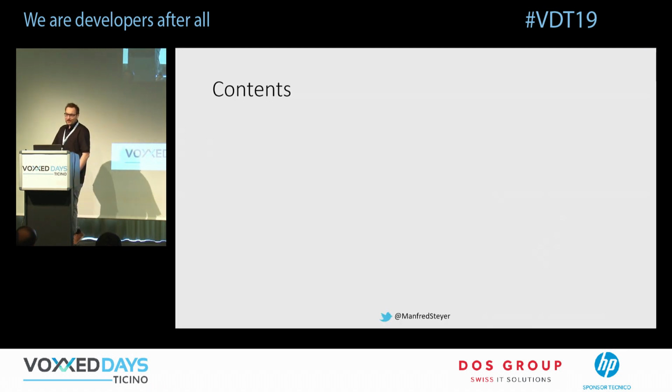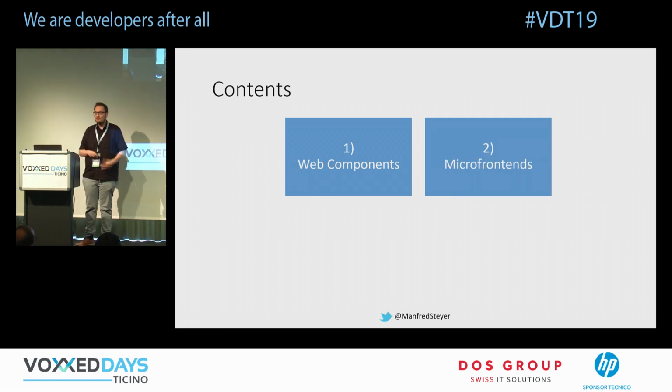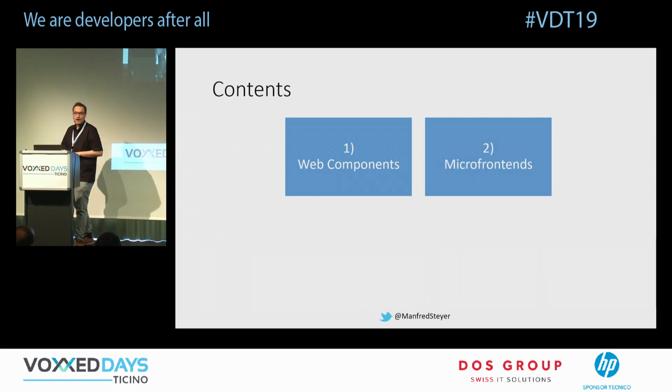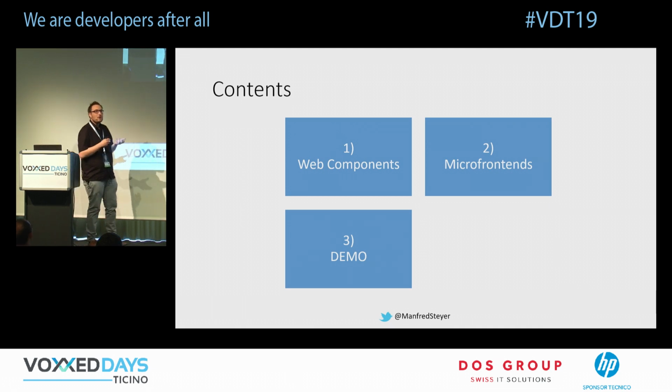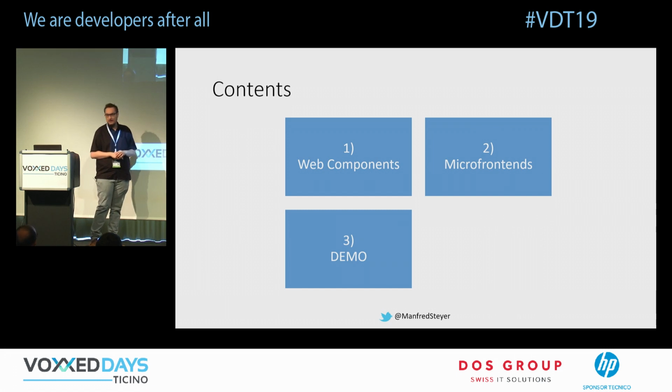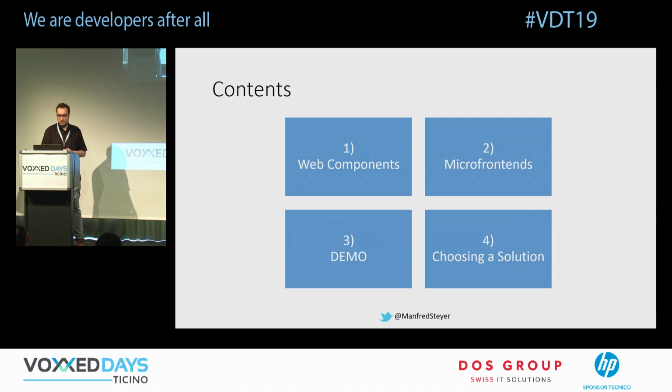And in this talk, I will present a remedy for this, a remedy that deals with web components on the one side and with micro frontends, micro apps on the other side. I will show you a demonstration that will give you an idea of how to combine those two things to create a sustainable architecture. And I will show you how to choose the proper solutions for your very own projects.